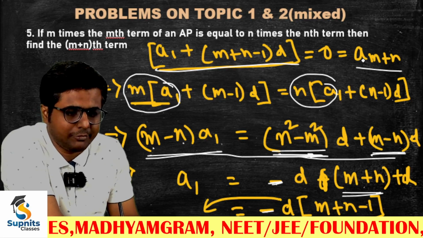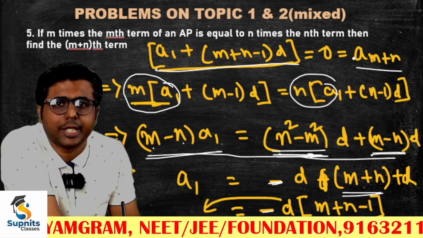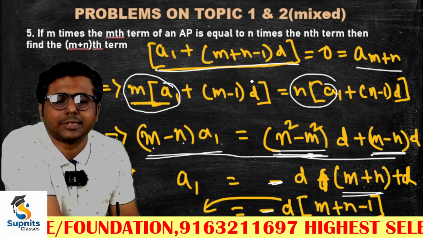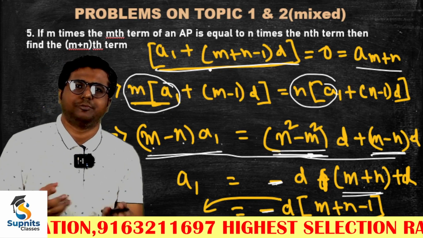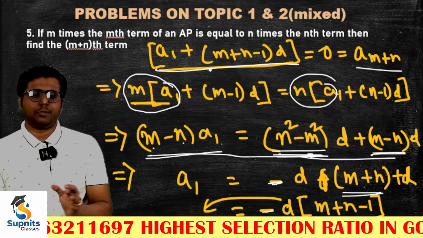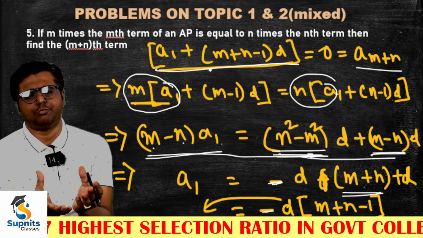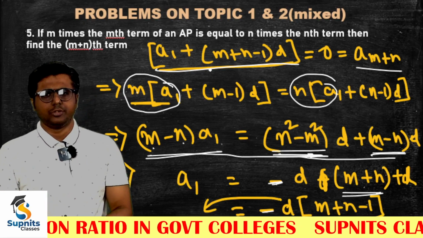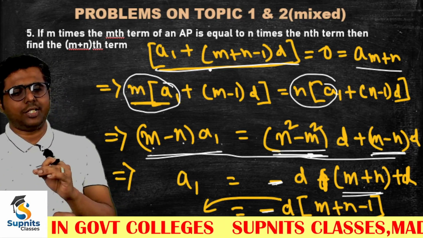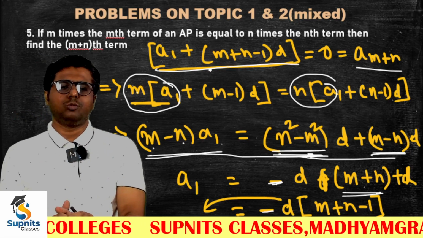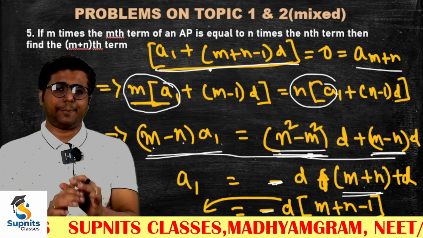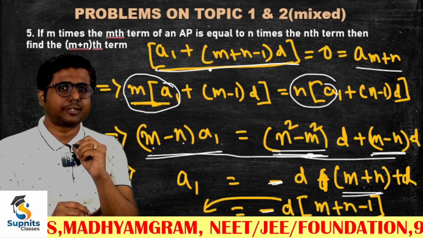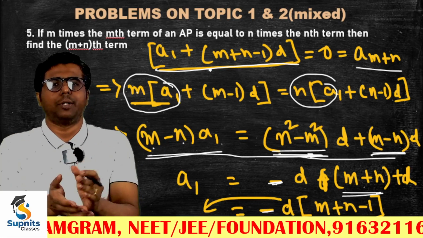If you write the expression for a(m plus n), it will come out to be a1 plus (m plus n minus 1) into d. So, if you can see, this problem looks tough, but if you just go on doing it, it becomes easy. There will be many problems which apparently look tough, but step by step, try and the doors get opened up.